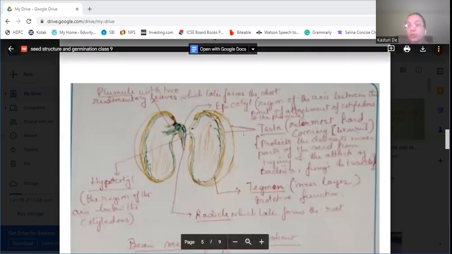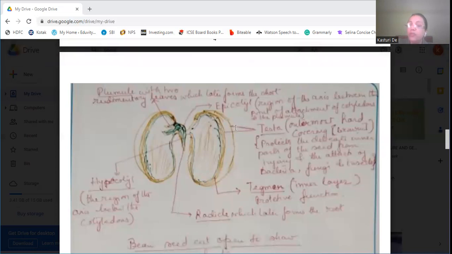Now we come to testa, which I was talking about in the other figures. What is that testa? Testa is the outermost hard covering, which is brown in color. It protects the delicate inner parts of the seed from injury and the attack of bacteria, fungi and insects. The outermost hard covering of the seed, which is brown in color, is known as testa.